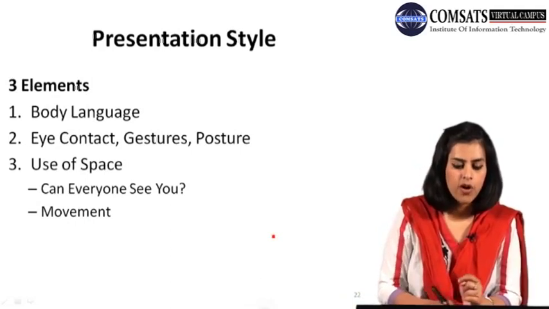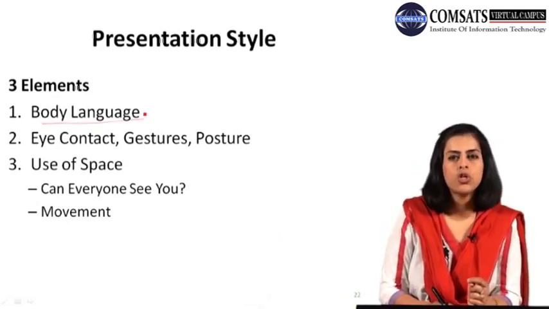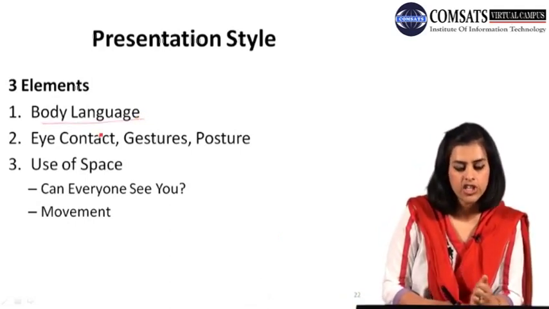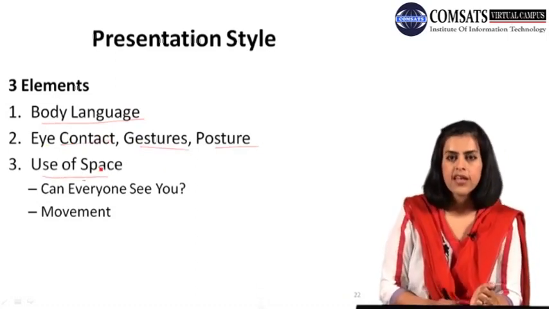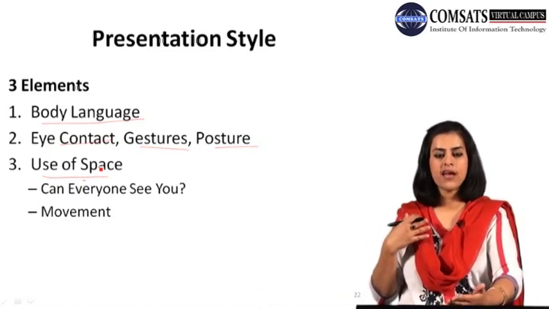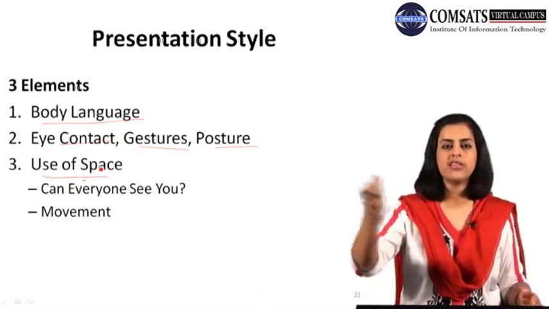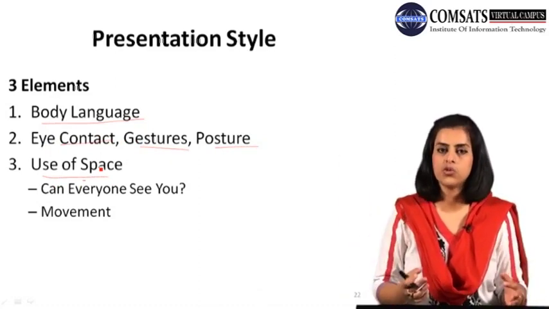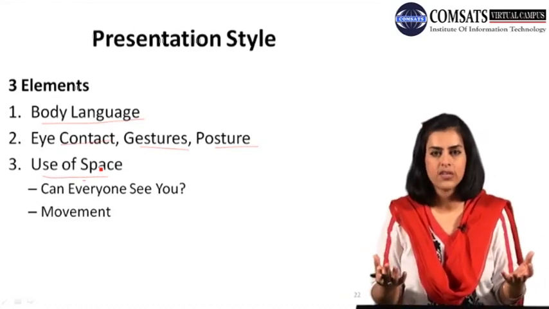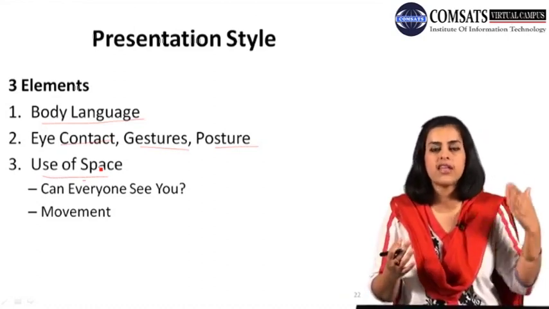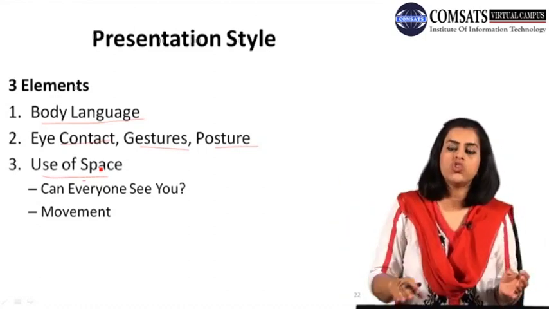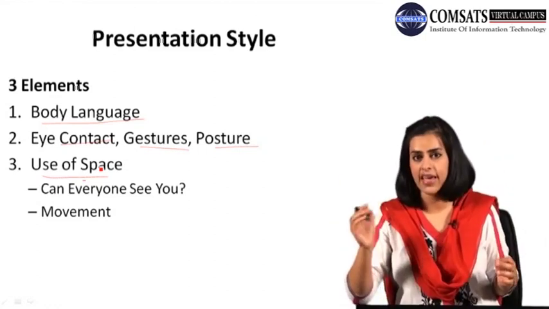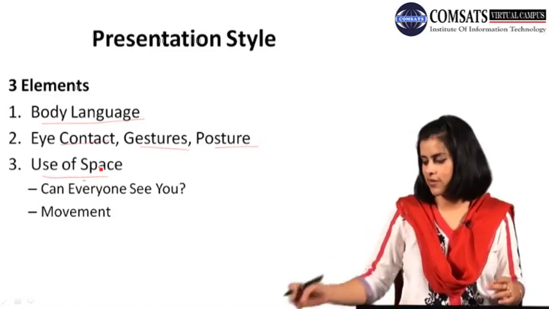The other three elements are your body language, which is added into your non-verbal communication: your eye contact, your gestures, your posture, and the use of space. Now, the place where you are standing, make sure that you can see everyone and everyone can see you. If you can't see everyone, of course, it means that everyone can't see you. And if there is any backbencher, or any person who is hiding, make sure that you change your place so that they can see you and you can see them.